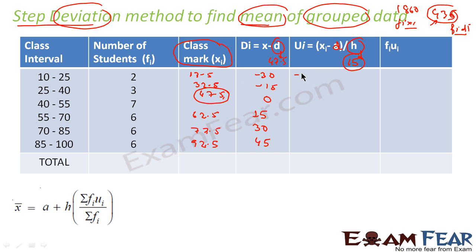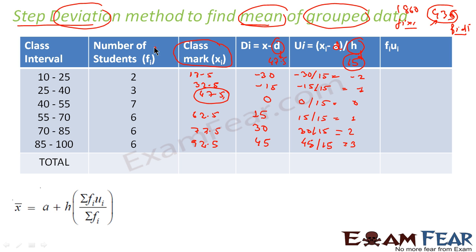So minus 30 by 15 is how much? Minus 2. Correct? Similarly here, minus 15 by 15 is how much? Minus 1. 0 by 15 is how much? 0. 15 by 15 is how much? 1. 30 by 15 is how much? 2. And 45 by 15 is how much? 3. So I have all the values of ui.